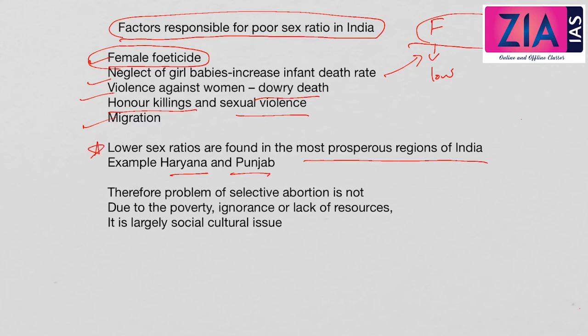People who don't know about the statistics will mark it as wrong, but this is the truth. Lower sex ratios are found in the most prosperous regions of India like Haryana and Punjab. Therefore, the problem of selective abortion is not due to poverty, ignorance or lack of resources. So this shows what? It is not because of poverty, ignorance or lack of resources. It is a social cultural issue that there is a lower sex ratio.